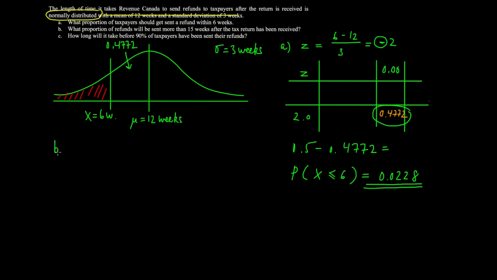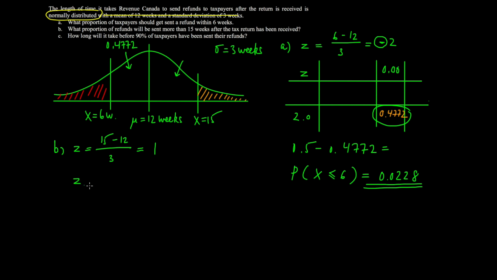So let's move on to part B. What proportion of refunds will be sent more than 15 weeks after the tax returns have been filed? Okay, so I'm not going to erase the other part because we're moving to the right-hand side of the curve now. So we want to know what proportion of refunds will be sent more than 15 weeks after the returns have been filed. So that's this tail right here. So once again, let's compute our z. This is going to equal my x of 15 minus my mean of 12 divided by the standard deviation, which gives us a z-score of 1.